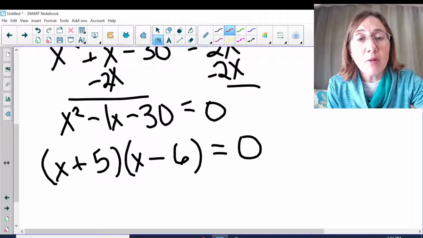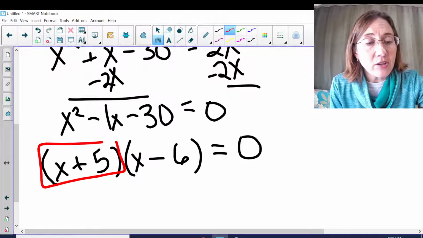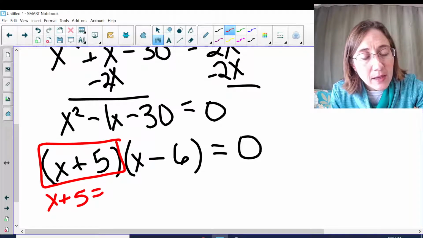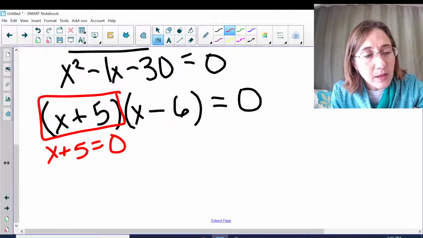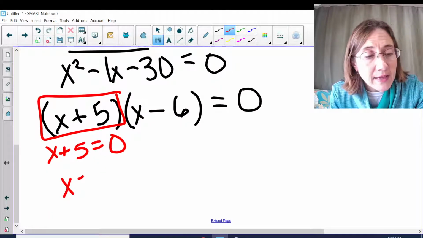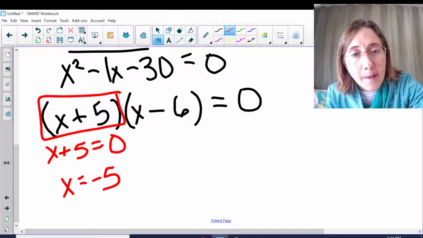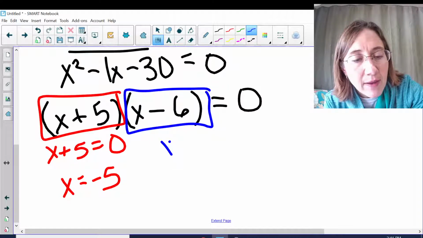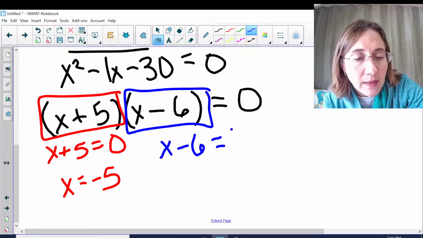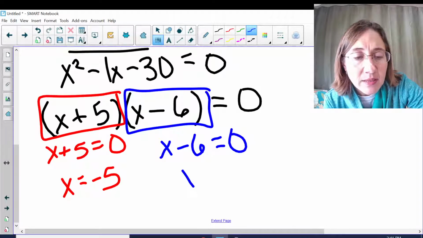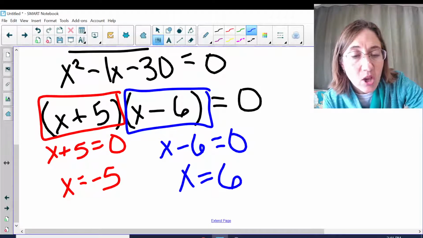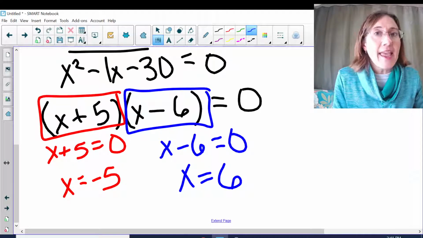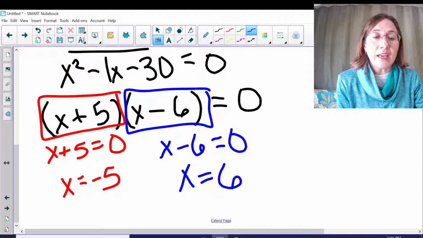So now we can apply the zero product property. Maybe this factor is the one that's 0. If x plus 5 is the one that's 0, subtract 5 on both sides, x equals -5. Maybe this factor is the one that's 0. Well, if x minus 6 is the one that's 0, add 6 on both sides, and x equals 6. So we have two potential answers here, but I say potential because we need to check and make sure we don't have an extraneous root.